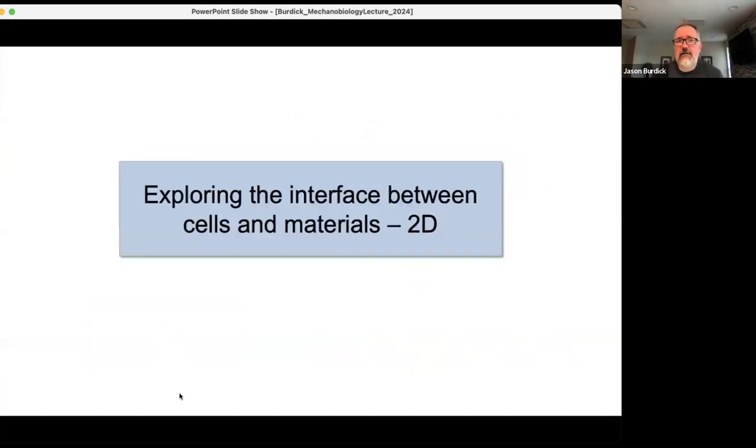Okay, I'm going to pause there and just see if there's any questions on what I've talked about so far. And then I'll move into those specific cell material interactions, and then you'll see examples in the field from that. But just curious if there's any questions yet.